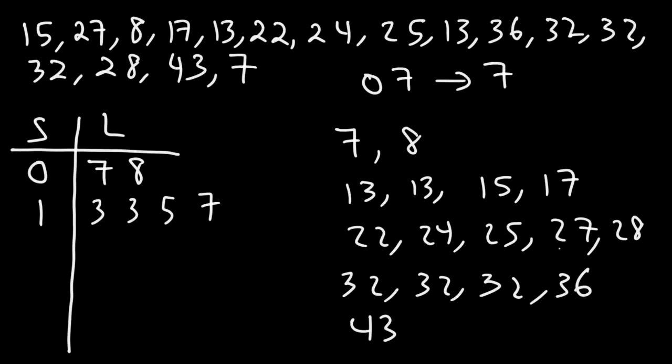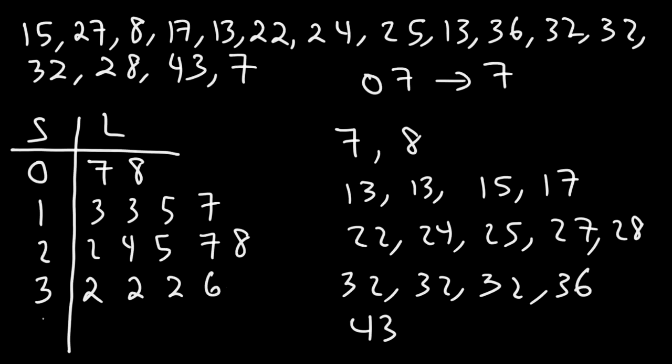Now for the next row, we have 22, 24, 25, 27, 28. So now you can see the pattern. And then we have 32, 3 of them, and 36. And we only have 43, one number in the 40s. And so that's it. That's how you can make a stem and leaf plot from a list of numbers.